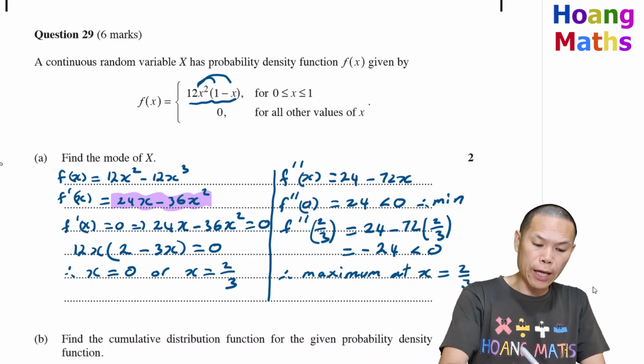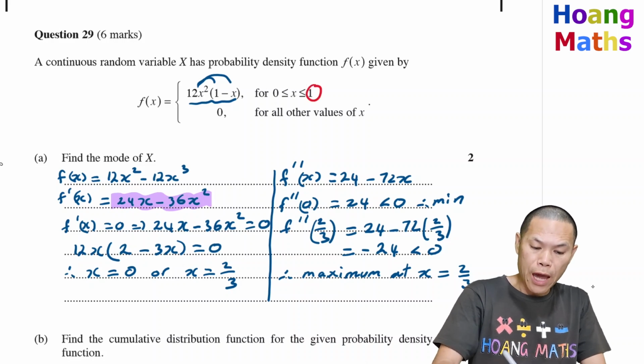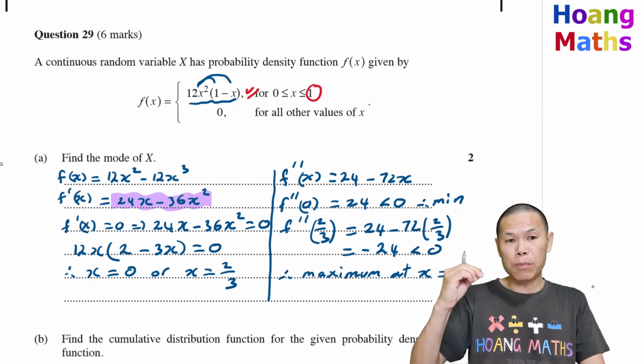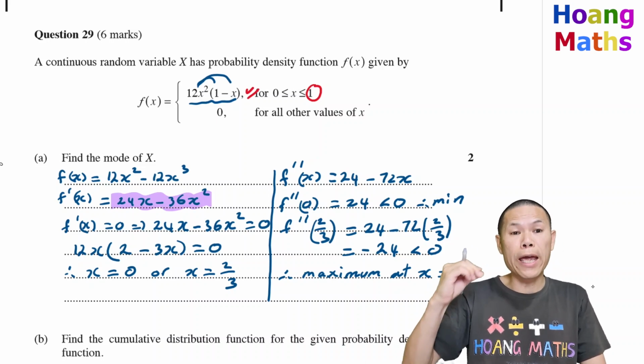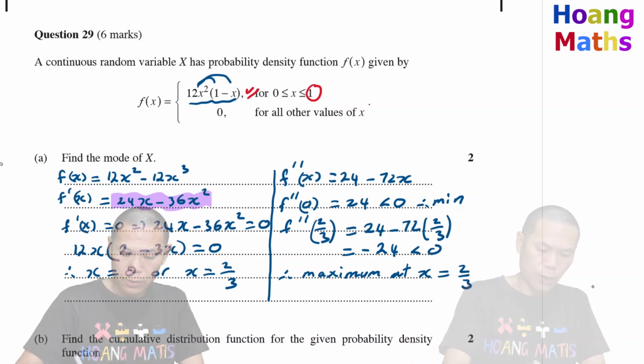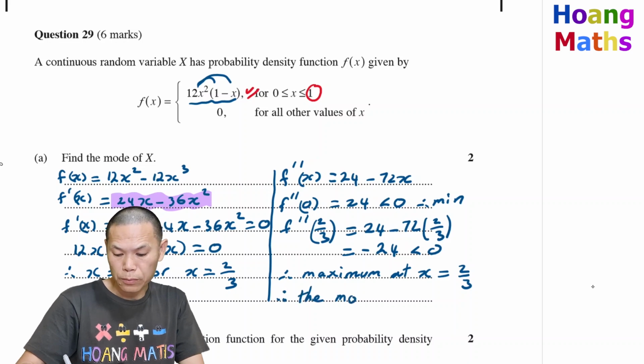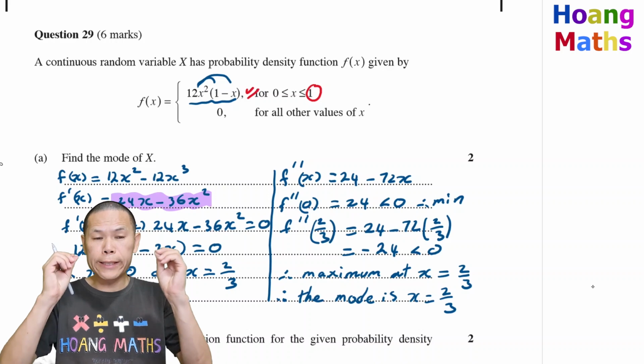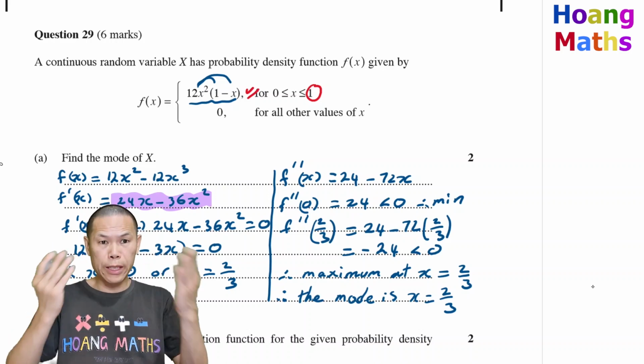And we know that when x is 1, f(1) is 0 as well. So you can see that the maximum of f(x) is when x is equal to 2/3. So there you go. x is equal to 2/3 is the mode.